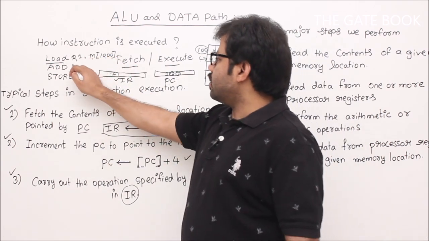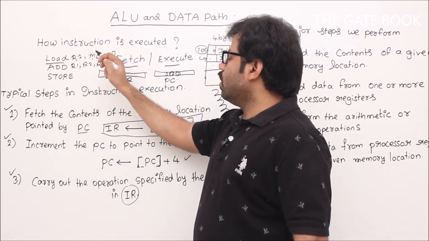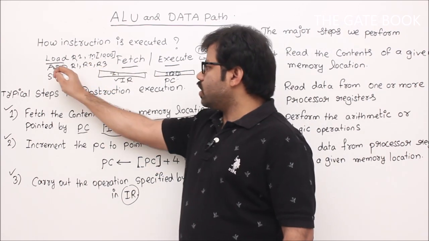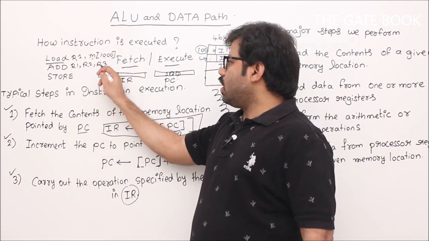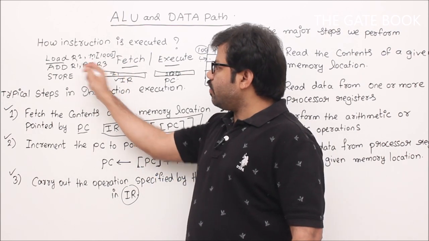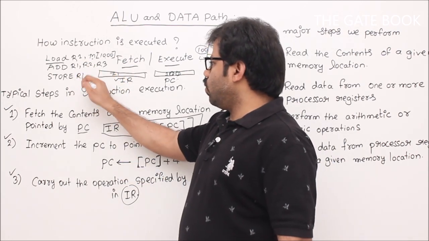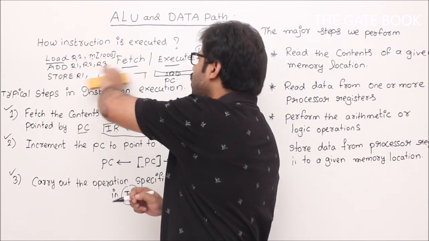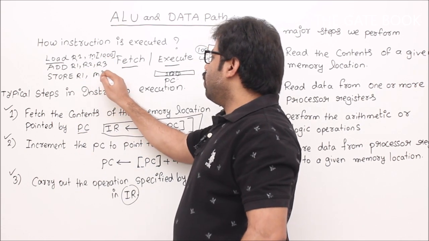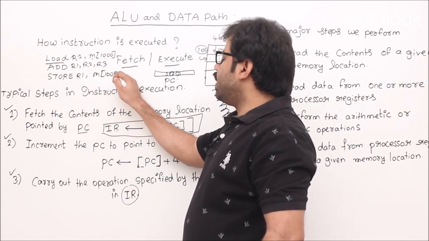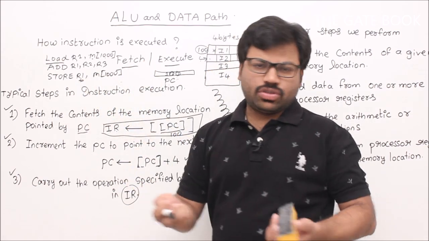Second thing, let's write it like this: add R1, R2, R3. That means what? How to execute this one? If it is executed, R2 and R3 will be added and that result will be stored in R1, remember it. Similarly, store can be understood like this: store R1, something memory of 1000. This time, we will be storing the data which is now in R1 into memory of 1000. Of course, you know that, right?